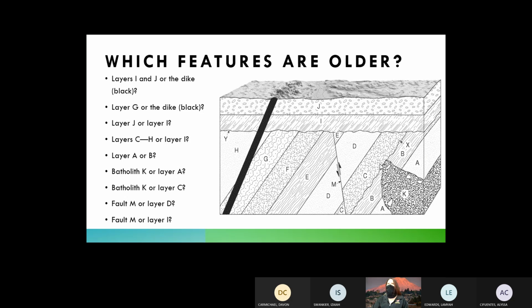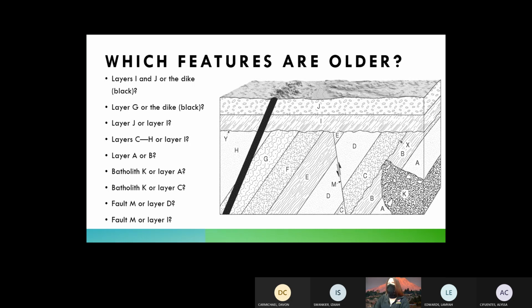Now what about batholith K and layer C? Which one of those is older? All right. We've got a vote for batholith. What else? We need somebody else. Batholith or layer C? You can't vote twice. Well, if you get another answer, and that just proves that you could be 100% right because you answered both.